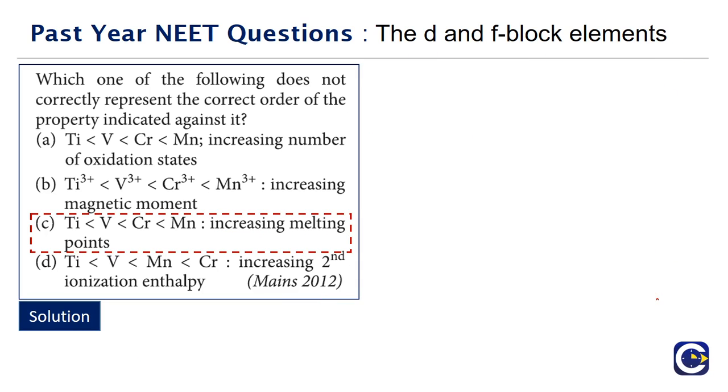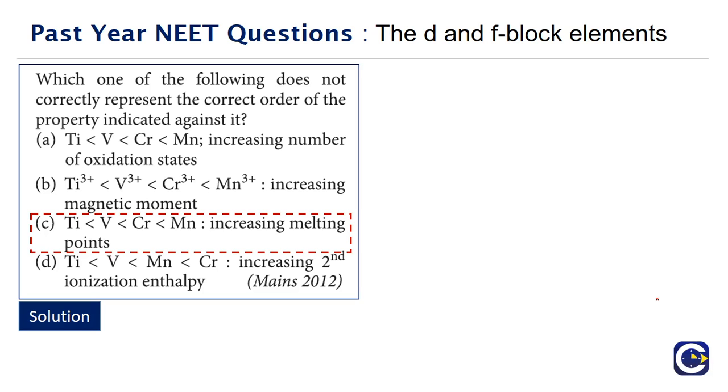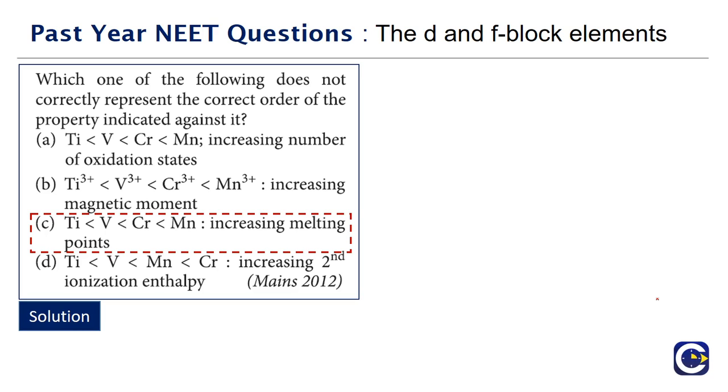Option D is talking about the increasing second ionization enthalpy. See, second ionization enthalpy means what? The energy required to remove the second electron from the atom. After removing the first electron, we will be forming the respective univalent or monovalent ion. From that we remove one more electron. That energy is what we call the second ionization enthalpy.